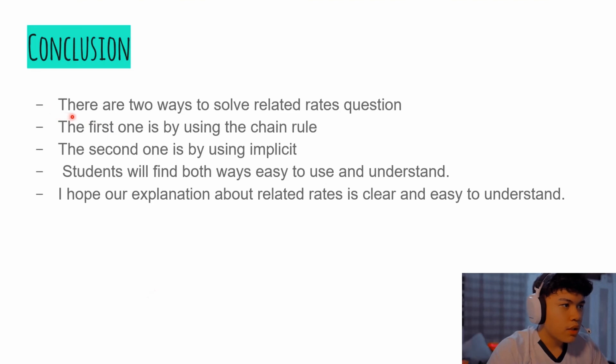In conclusion, there are two ways to solve related rates questions. The first is by using the chain rule, and the second is by using the implicit method. With both methods explained, I hope students will find both ways easy to use and understand. I hope our explanation about related rates is clear and easy to understand.